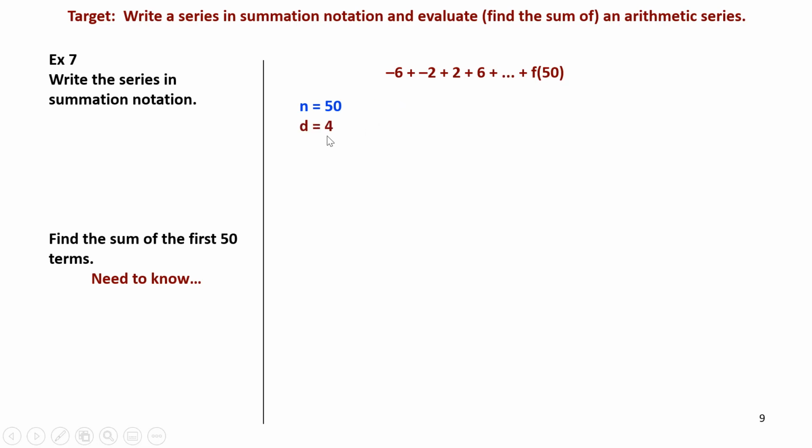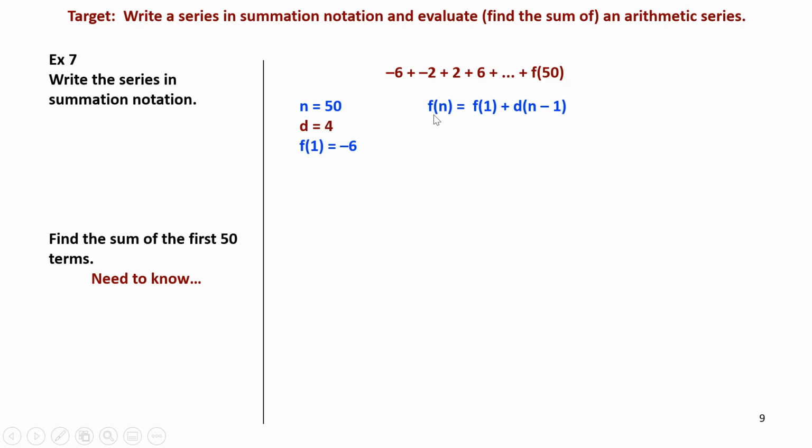We already talked about the d value being 4. I know that f of 1, so my first term, is -6. Okay, that's f of 1, or you can think about it as a sub 1. What I need to do is take this information and write an explicit formula. Remember, your explicit formula is this guy.